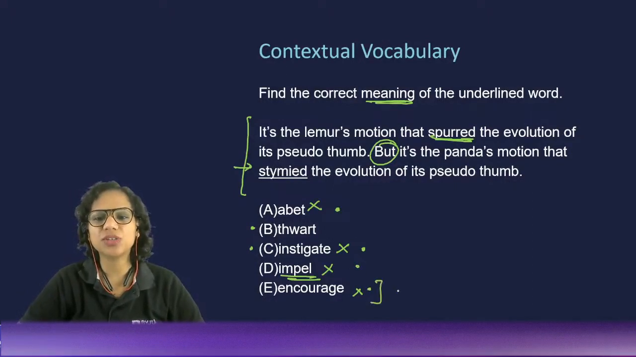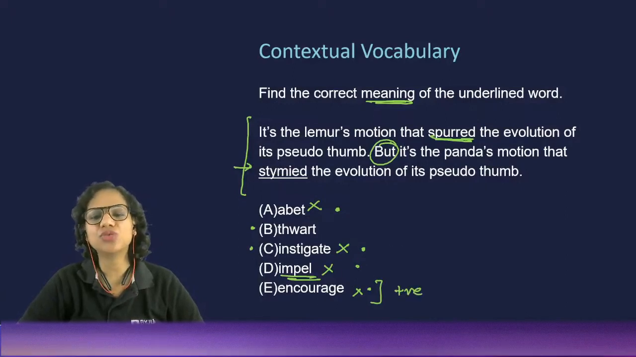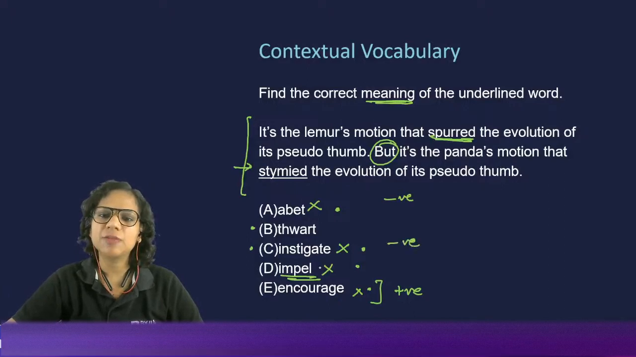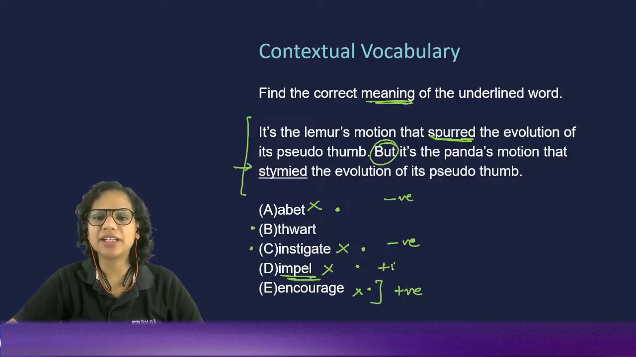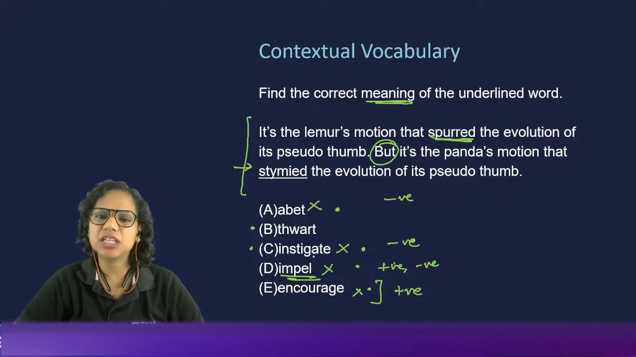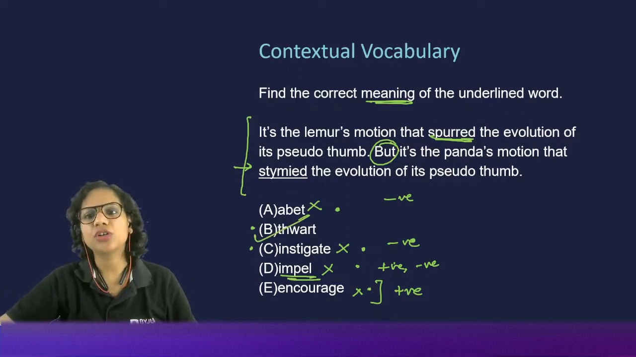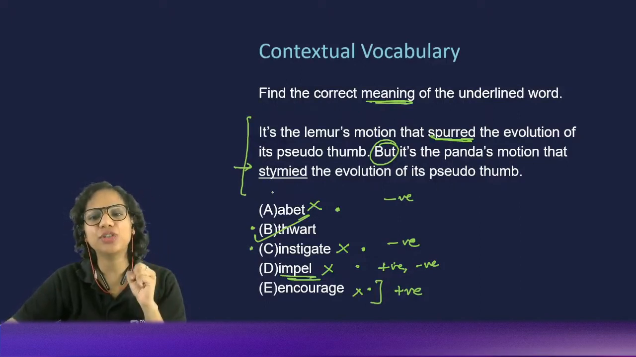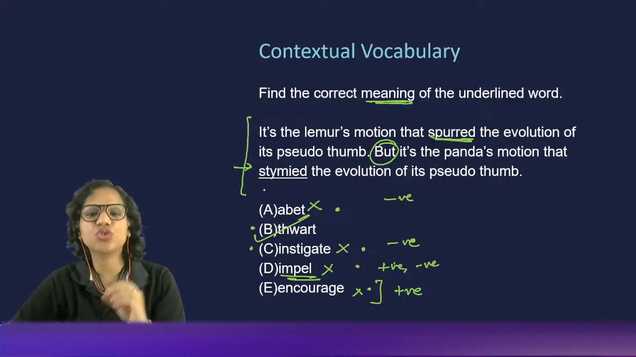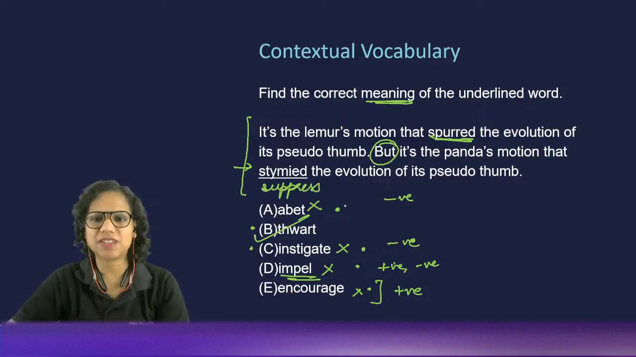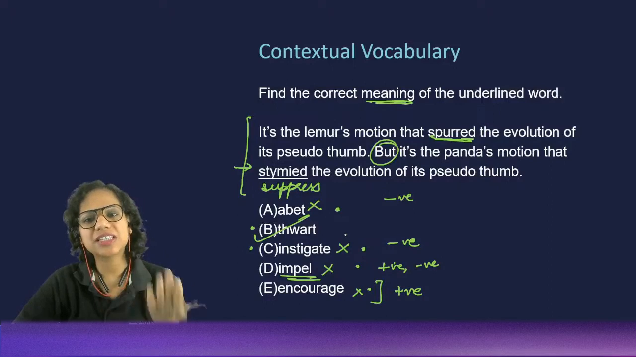Just that this is a positive word, whereas the other three can be used in a negative. In fact, A and C are definitely negative, right? This can be both positive and negative. So you see here, they are very similar words. None of them can be the answers. It is thwart. To thwart again means to stymie, to stop the evolution, to restrict the evolution, to suppress the evolution. Okay, so stymied is suppress and thwart is the synonym.